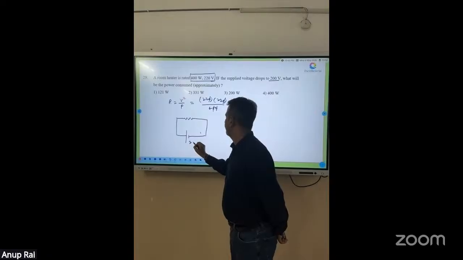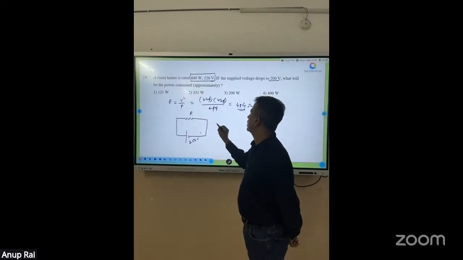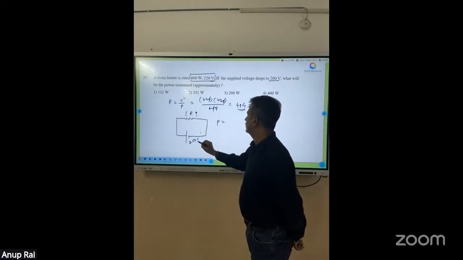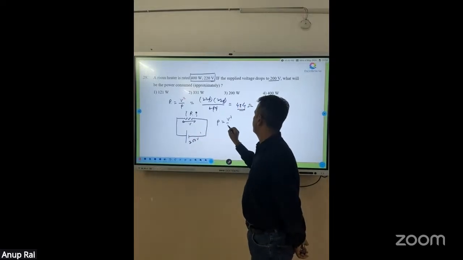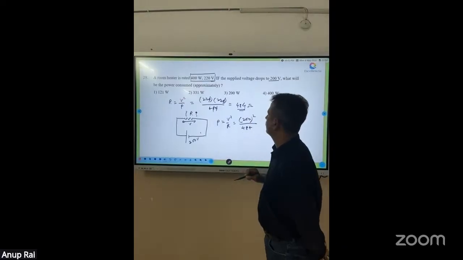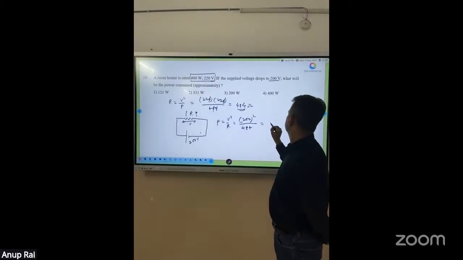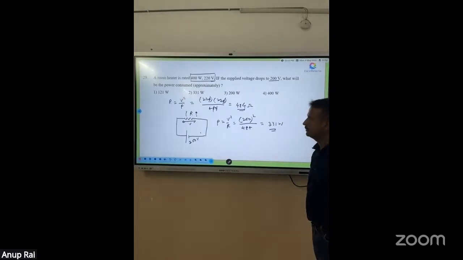Now, this heater is connected with a new power supply, which is 200 volt. Same heater. Then what is the power loss to this? The same potential will go across this, V square by R. If we solve it, it comes around 331. All right.